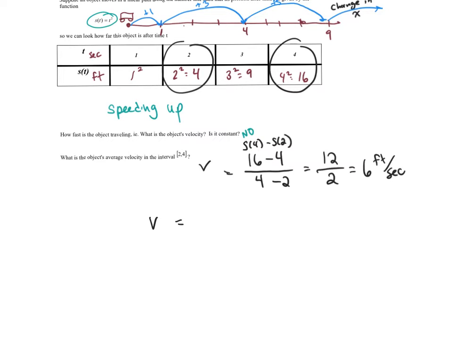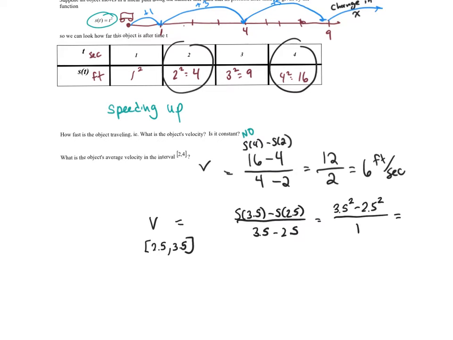Maybe instead of 2 to 4, we go from 2.5 to 3.5. Now I'd have to figure out what those are, but if I think about the average velocity, it's going to be s of 3.5 minus s of 2.5 over 3.5 minus 2.5. So what I'm trying to do is get this closer to 3. Again, it's this whole concept in calculus where we're trying to approach a value, but not actually figure out what's happening at that value. So this is going to be 3.5 squared minus 2.5 squared all over 1. I'd have to figure out what that is.